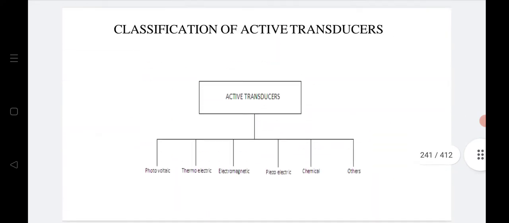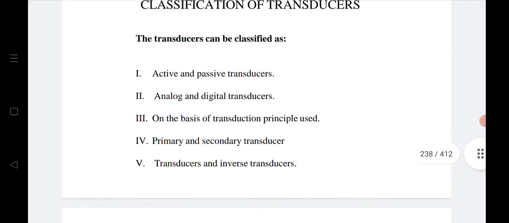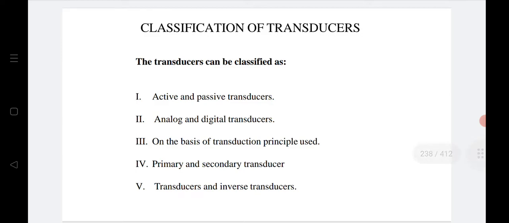What was the first classification? The first classification of the transducer is active and passive transducers. An active transducer is one in which we do not apply any external power supply to get the output, whereas in a passive transducer we apply an external power supply, an energy source, to get our output. So that is your active and passive transducers.